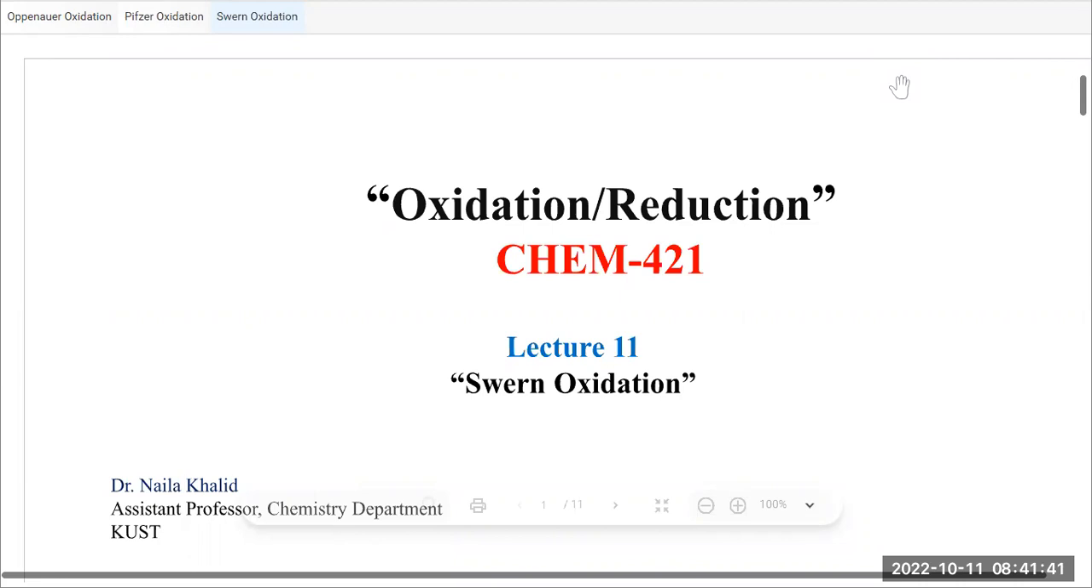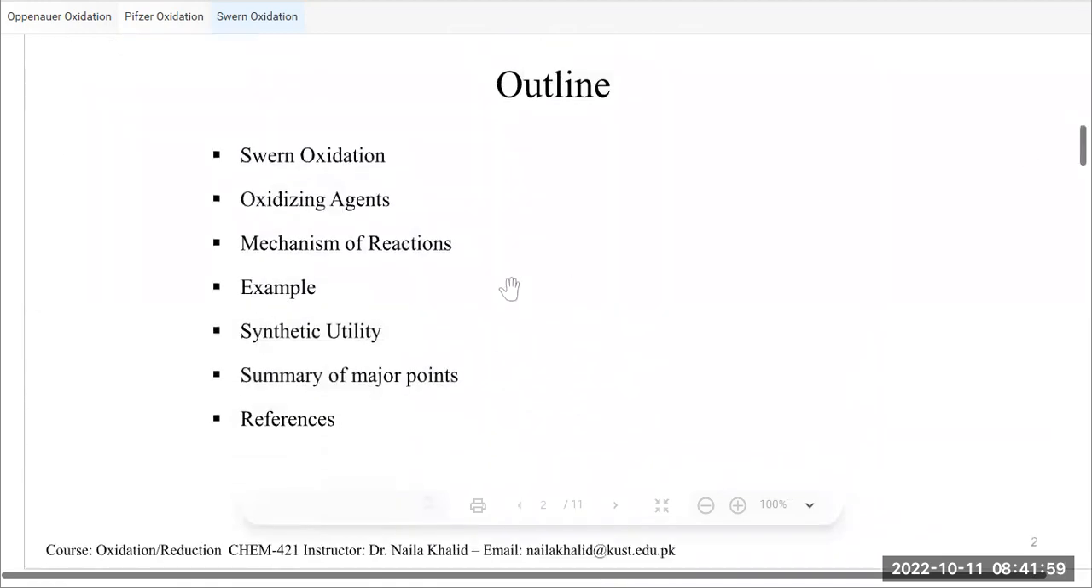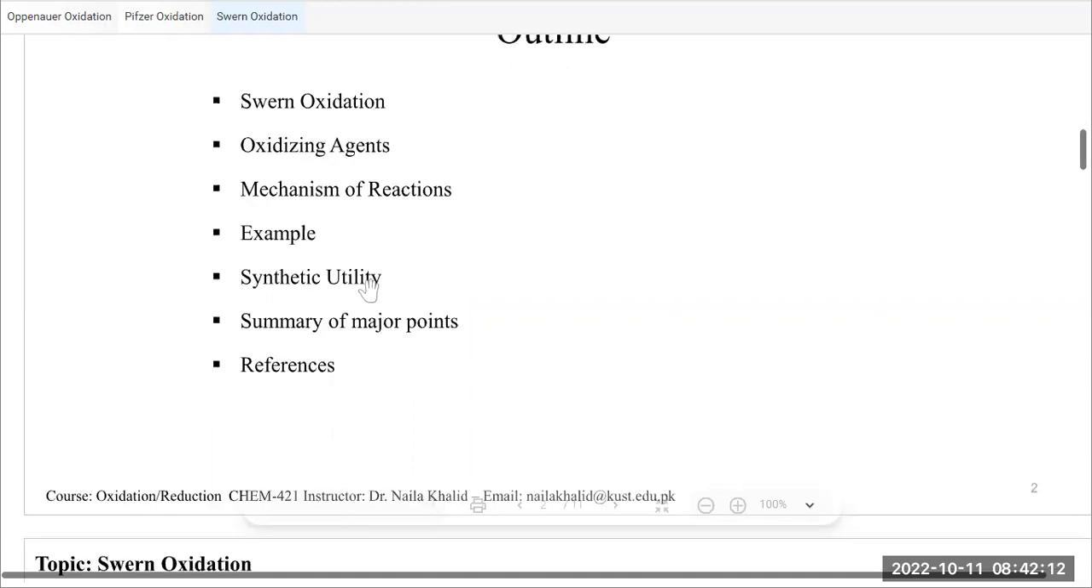Bismillahirrahmanirrahim. This is our lecture number 4 of the oxidation reduction course. Today's topic is Swern oxidation. We will discuss the oxidation process which was designed by Swern, the oxidizing agents which are used in Swern oxidation, and the mechanism of the reaction with some examples, and then the synthetic utility of this reaction.